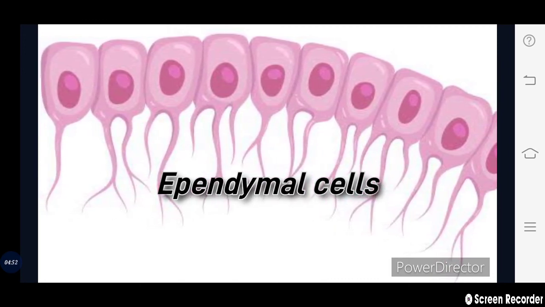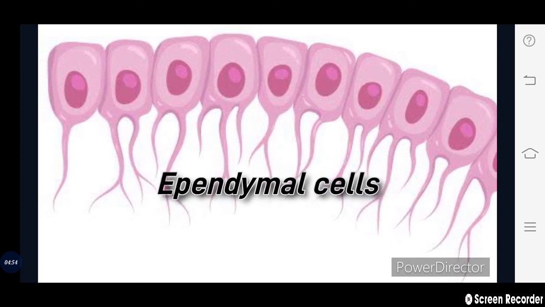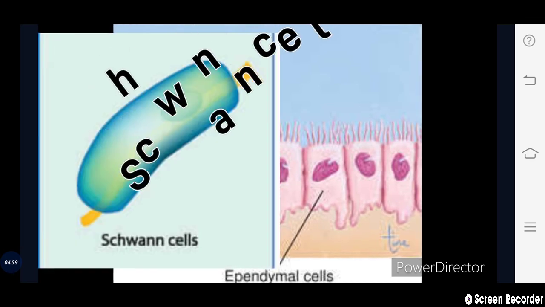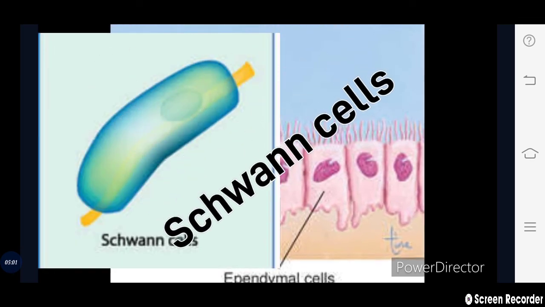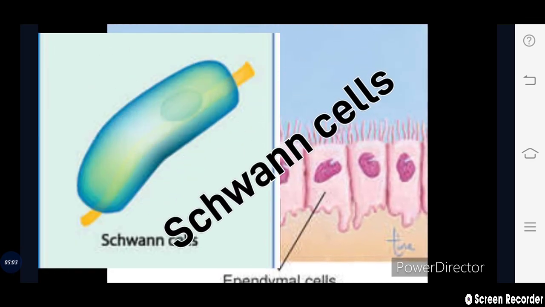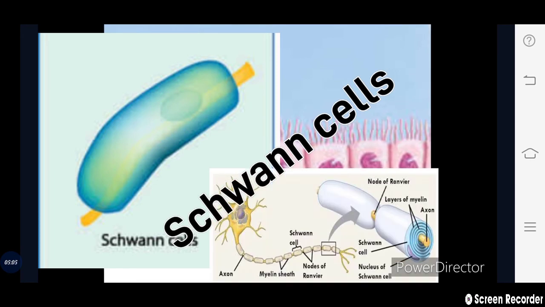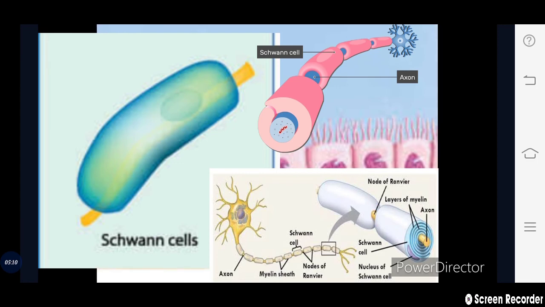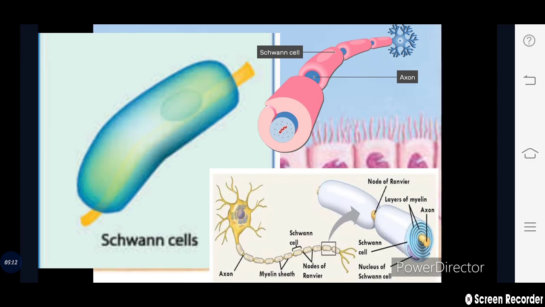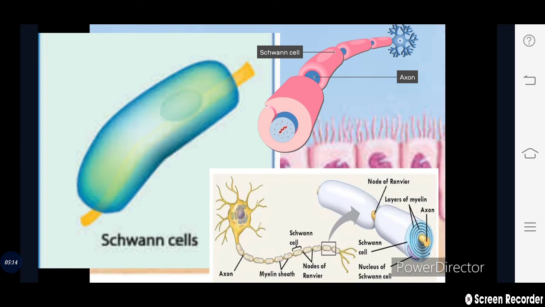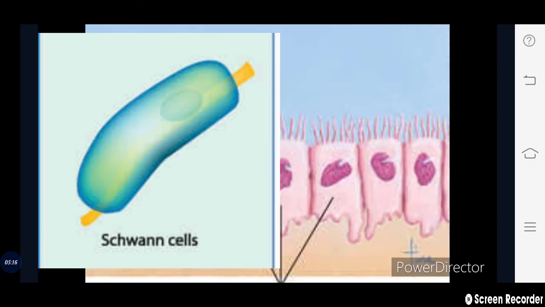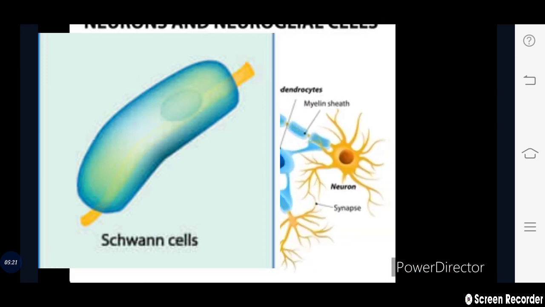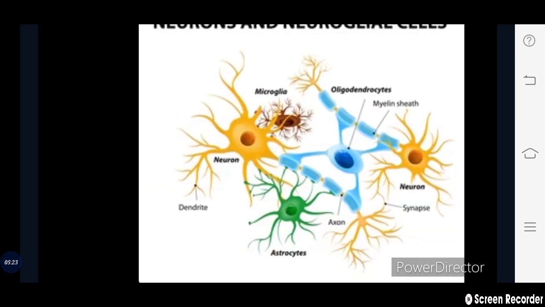The next type of neuroglial cells are called Schwann cells. They are most abundant in the peripheral nervous system and they produce the myelin sheath around myelinated nerves of the PNS, that is the peripheral nervous system. The last type of glial cells are called satellite cells. They are functional to support the neurons or the nerve cells.